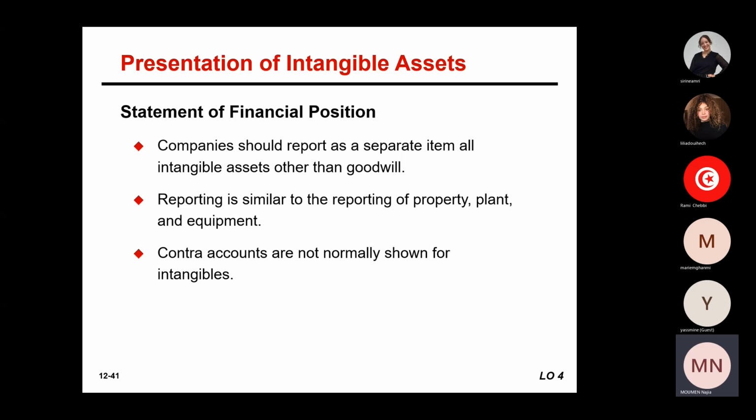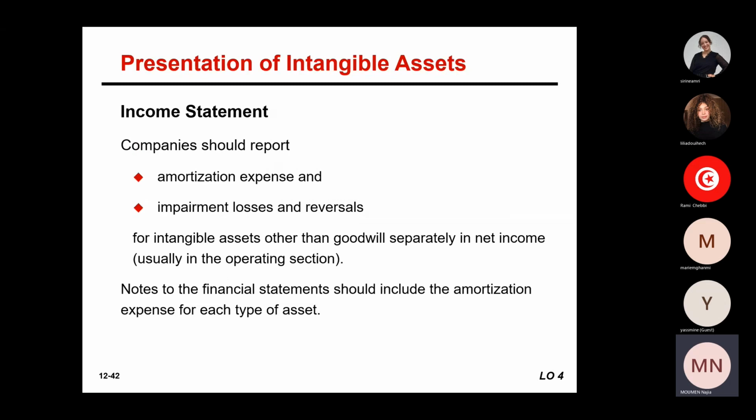This is unlike property, plant, and equipment, where we have to provide the contra asset, the accumulated depreciation for building, for equipment, and so on. Intangible assets will be provided with their net amount, with their book value, in the statement of financial position. So there is no contra account. Okay, this is about the presentation in the statement of financial position.